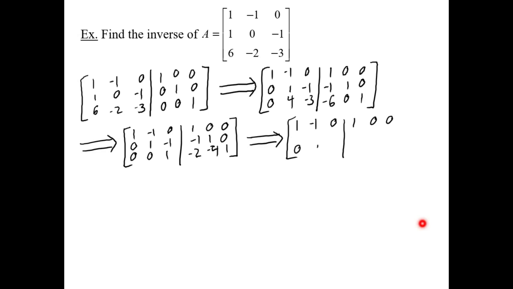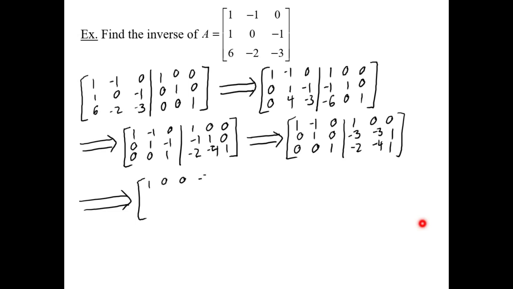My bottom row is fine. And now I'm going to add the second and third rows. So I get 0, 1, 0. Again, add the second and third rows, give me negative 3, and 1. And then finally add the first and second rows. So I get 1, 0, 0, negative 2, negative 3, 1.